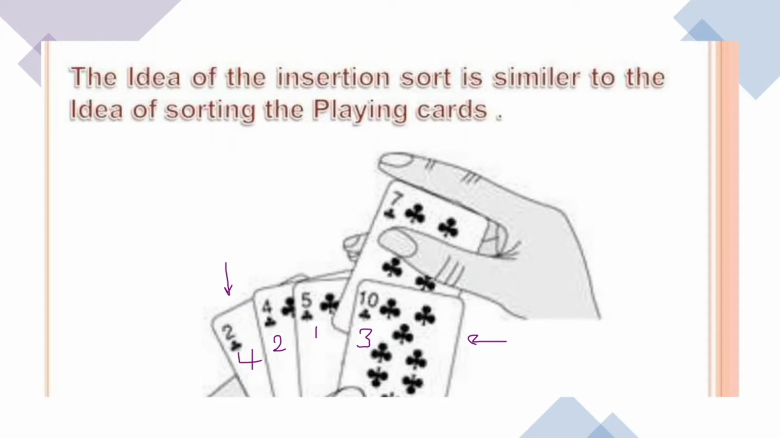We are inserting a new number or a new card in its correct position, right? Here we have divided our list, or our cards, into two portions. One is unsorted and the other is sorted. Sorted is what we are holding in our hand, and unsorted is the deck of cards, from which we draw one number at a time.